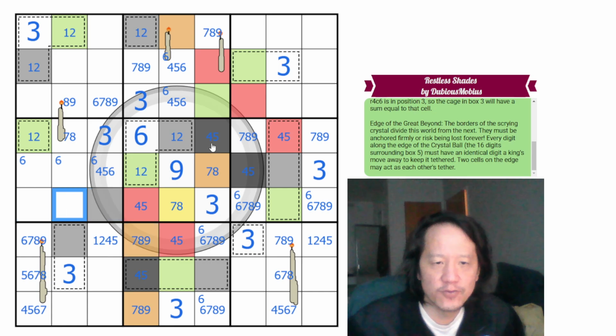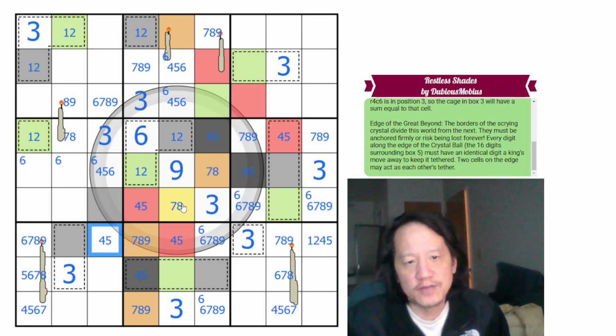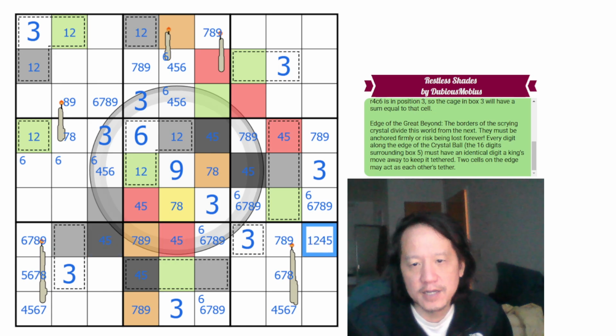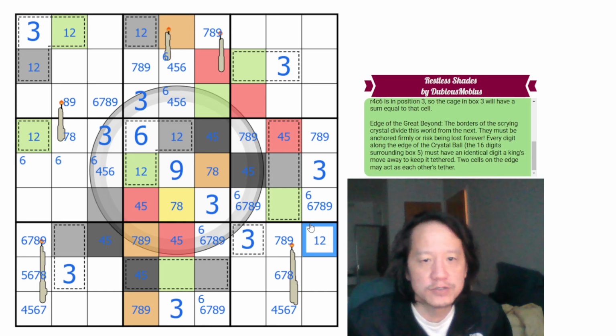This cell can never be a 1 or 2. Therefore, it must be a 4 or 5. And it cannot be the red 4 or 5, so it must be the dark gray one. This then cannot be 4 or 5. It must be a 1 or 2. Which 1 or 2 is it? It has to be the green one. So this is the green 1 or 2.